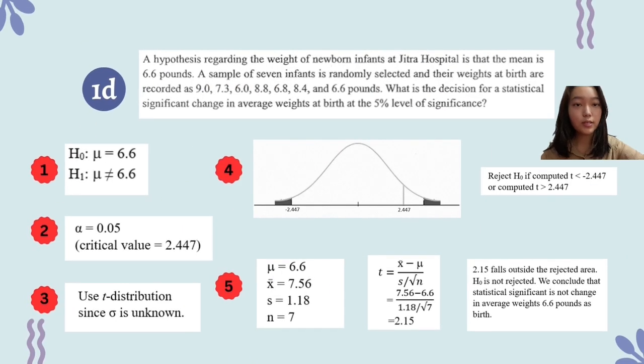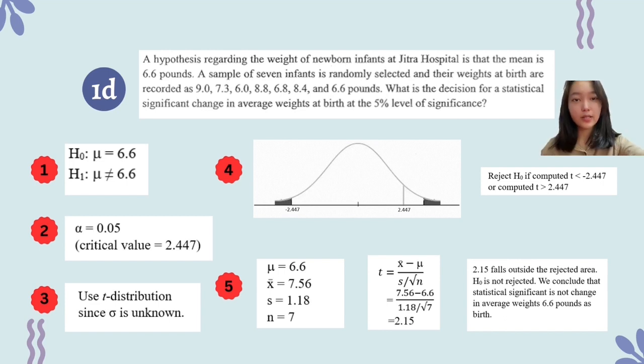A hypothesis regarding the weight of newborn infants in the child hospital is that the mean is 6.6 pounds. A sample of 7 infants is randomly selected and their weights at birth are recorded as 9.0, 7.3, 6.0, 8.8, 6.8, 8.4, and 6.6 pounds. What is the decision of a statistical significance change in average weight at birth at a 5% level of significance?